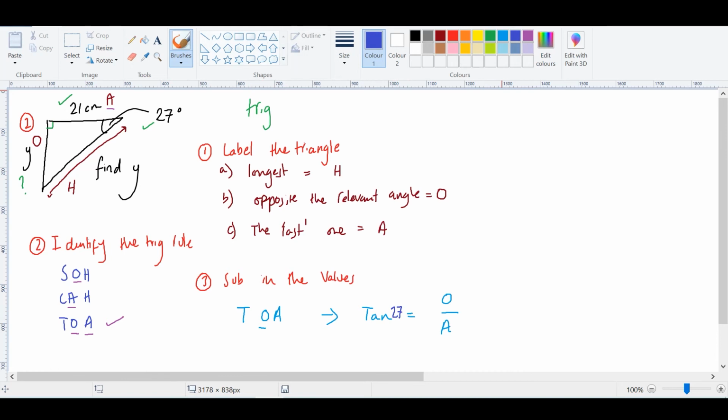And what was O? The one you need to find. So we're going to write Y there. And what's A? A is 21 centimeters. That's the adjacent. Good. We can put that value in. Cool. Now we just use a little bit of algebra to rearrange it. If 21 is dividing on the right, what does it do on the left? Multiply. Good. So we just multiply it here.